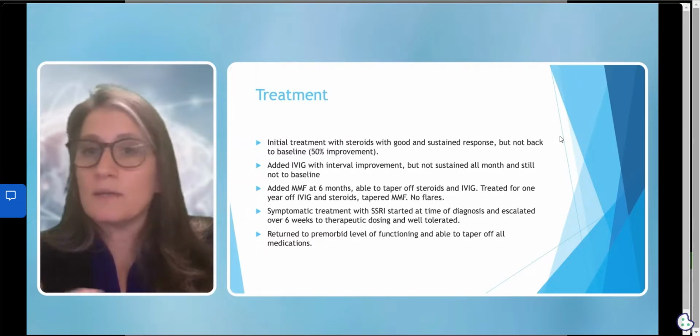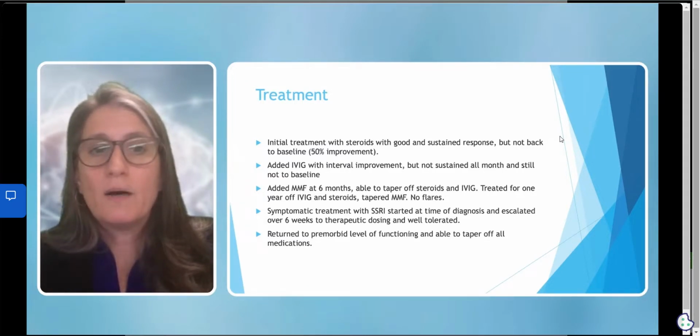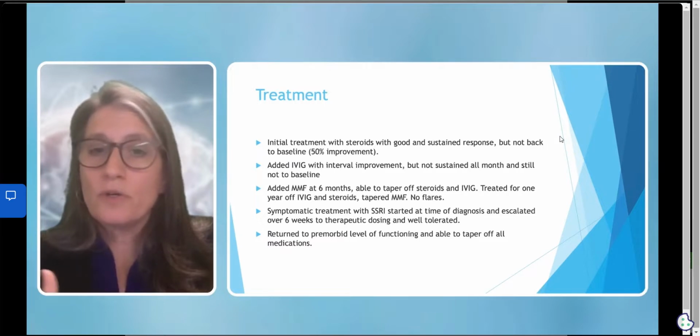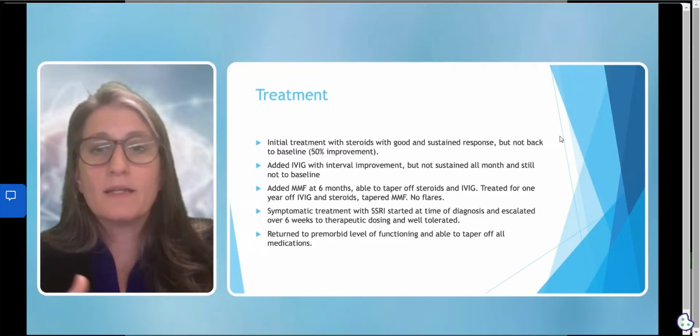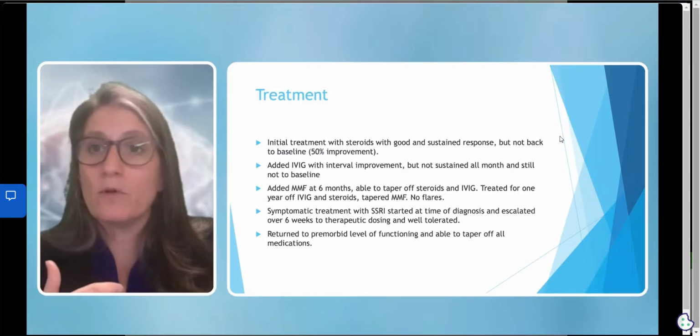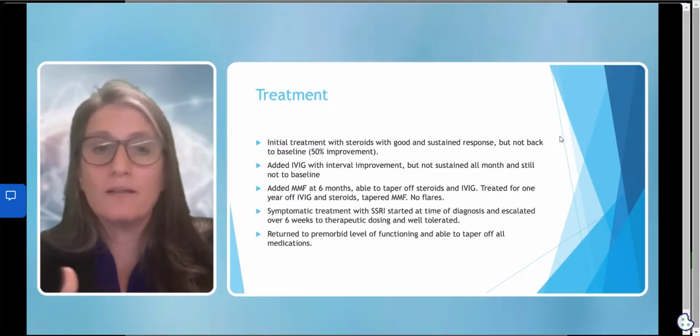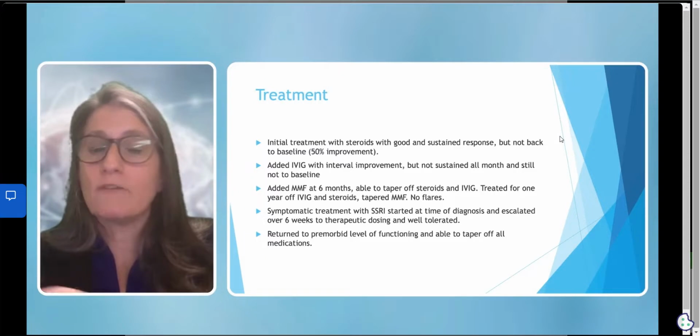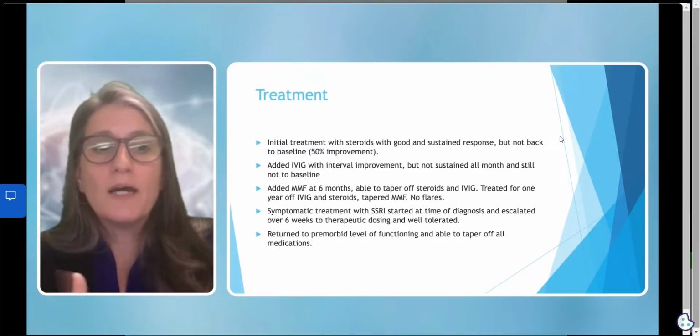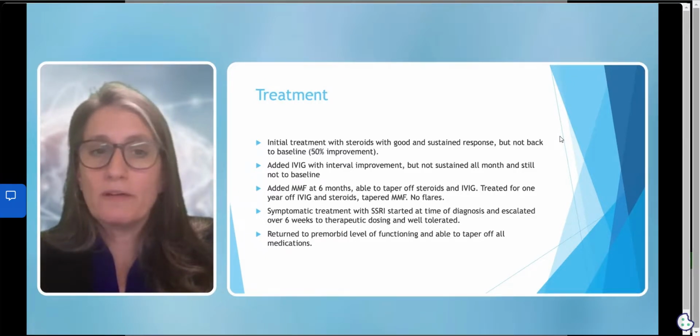He was also treated concurrently with an SSRI, given the degree of anxiety and panic he had. It's symptomatic treatment for that. The dose was started low and escalated over 6 weeks to the typical therapeutic range needed for anxiety, which is often higher, from what I've learned from our psychiatrist, than for treating depression. He got up to a pretty robust dose and tolerated it well, and was maintained on it until after he came off immunotherapy. He returned to his premorbid level of functioning and was able to taper off all medications.